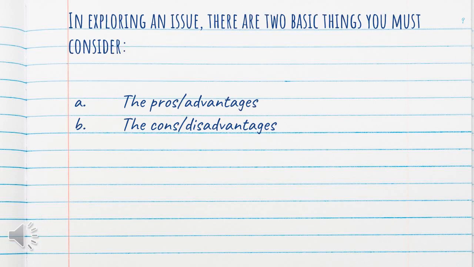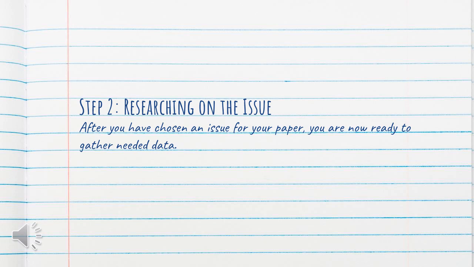Step 2, researching on the issue. After you have chosen an issue for your paper, you are now ready to gather needed data. And the data that you're going to include within your position paper must be valid and relevantly connected to the topic itself.